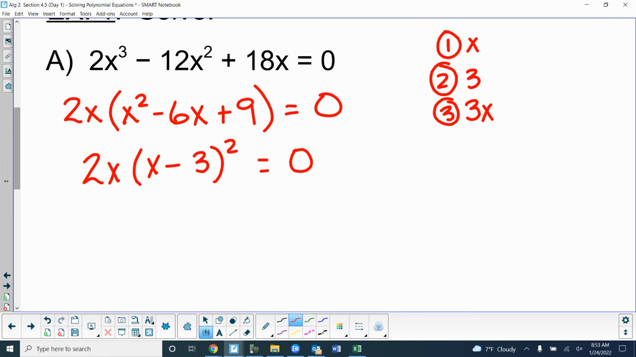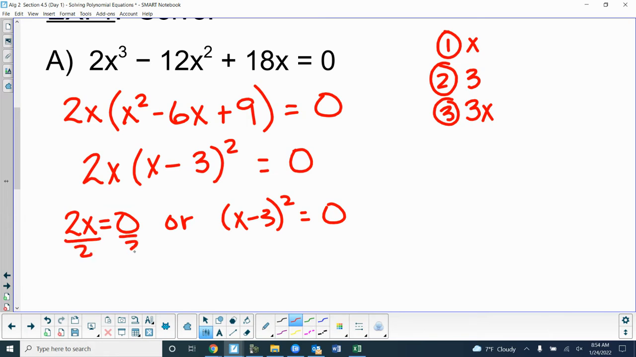The zero product property says if something times something is zero, either that is zero or this is zero, right? So what do I do to solve the left one? Divide by 2, right? What's 0 divided by 2? 0. That's one of my zeros.